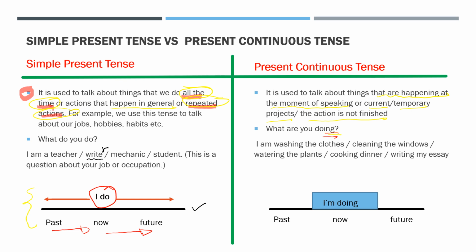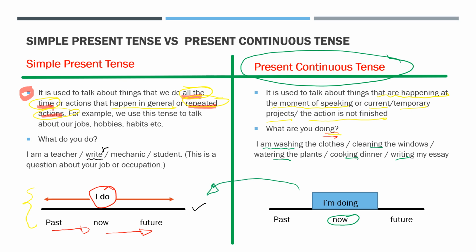If you notice, we are using the ing form because it is still happening. I am washing the clothes, I am cleaning the windows, I am watering the plants, I am cooking dinner, I am writing my essay. All the ing forms will be used with present continuous tense. And this is our time frame here. Now, this is where you are. Look at the time frame compared to simple present tense. That one involves past and also future, but here the time frame is very limited. Okay, clear? Now we go to the next one.